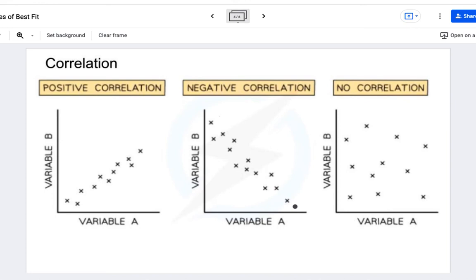Sometimes you graph something and it has no correlation whatsoever. It just looks like a giant mass. It's not going up, it's not going down, it's not in a line, it's not in a curve. This is no correlation. An example of this would be shoe size versus grade point average. There's absolutely no connection between the 2 things whatsoever.